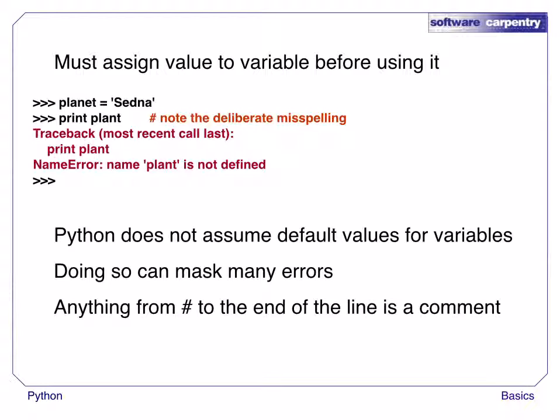And also, whilst we're here, notice Python's commenting convention. Anything from the hash character to the end of the line is ignored, which allows programmers to add explanations or warnings to their programs.